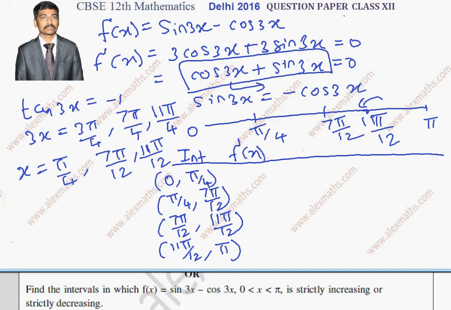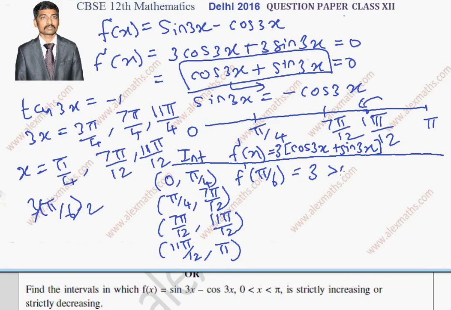So f dash of x equals, if you want you can keep the 3 outside also, it doesn't matter because it is positive. So cos 3x plus sin 3x we have. Now take one value from this interval, for example pi by 6. If I take f dash of pi by 6, 3 into pi by 6 will become pi by 2. So cos pi by 2 and sin pi by 2. Basically the answer is 3, which is greater than 0.